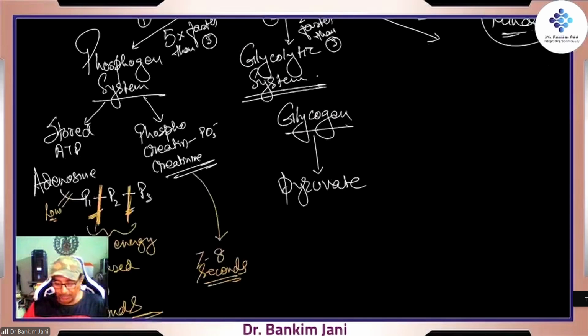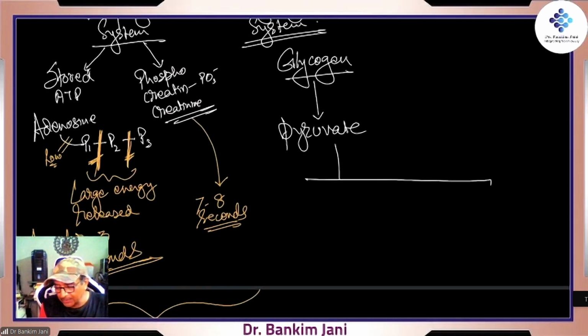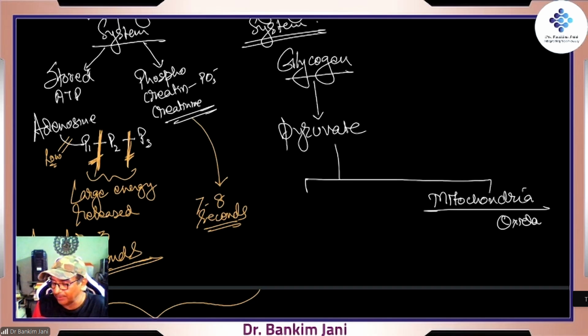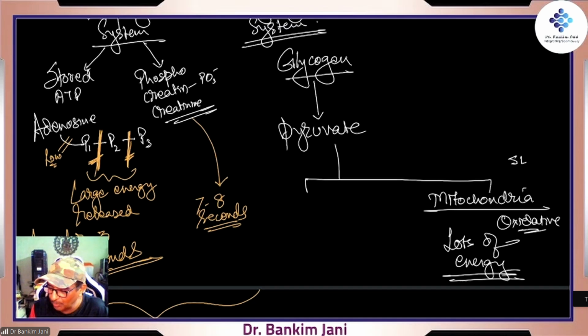Now from pyruvate, this divides into two parts. It has got two options. One, when it goes to the mitochondria, and the mitochondria will say that I need what? Oxygen, right? So there is an oxidative process. It will generate lots of energy, right? Lots of energy. But the catch is, this is slow.